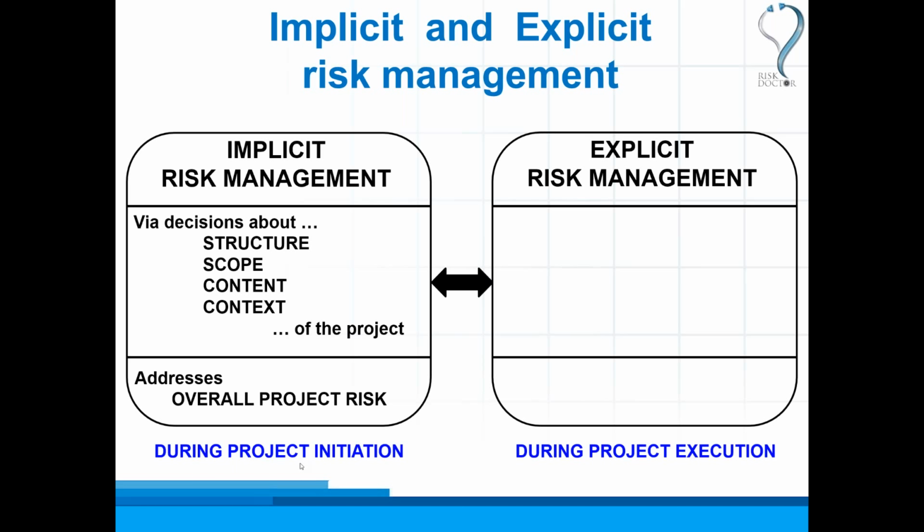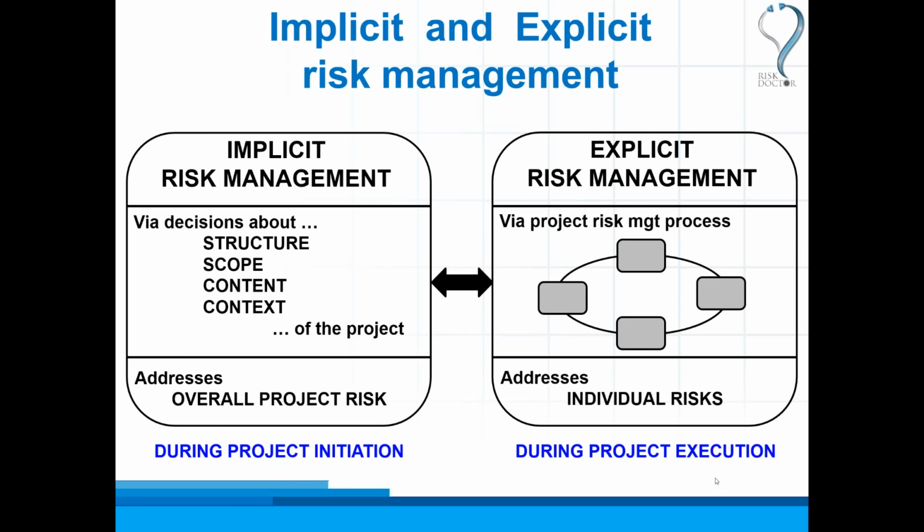And once we've done that in our project initiation phase, and we've defined the structure and scope of the project, then during project execution, we do explicit risk management through the risk management process, which looks at the individual risks which come up during the project. And clearly there is a relationship between these two, but often it's that we start with the scoping of the project in initiation, and then we just move to the risk management process and look at individual risks during execution.